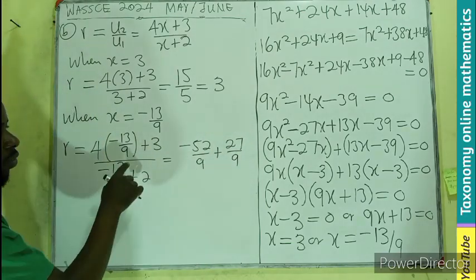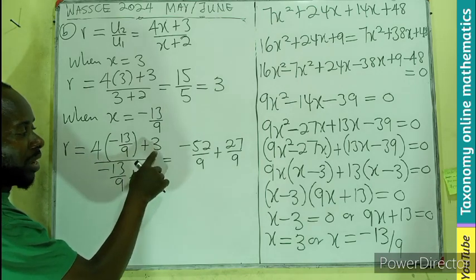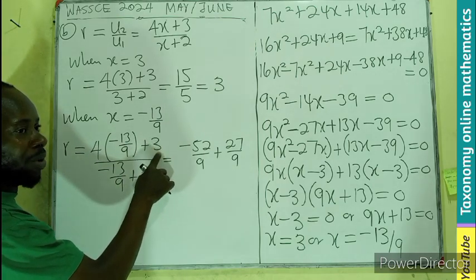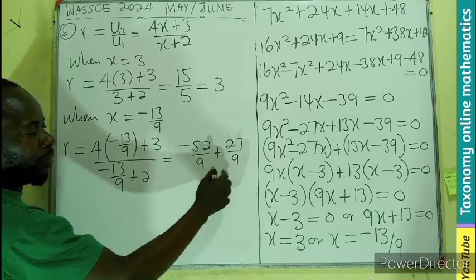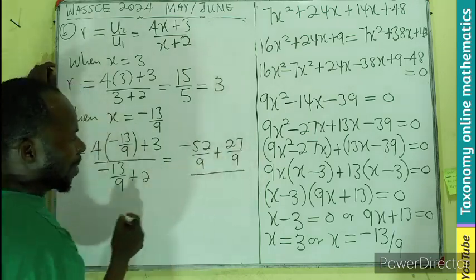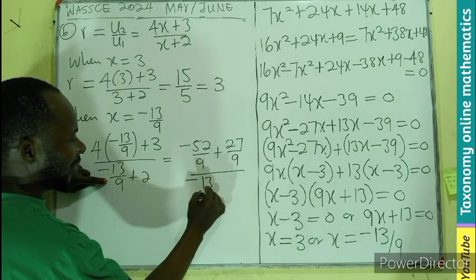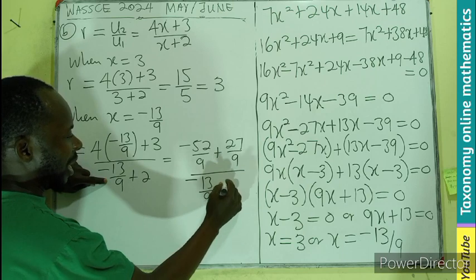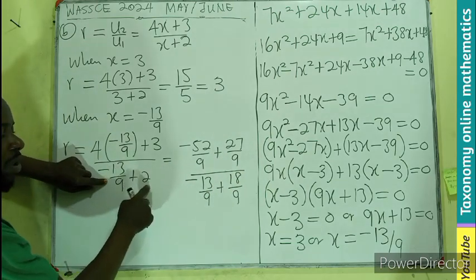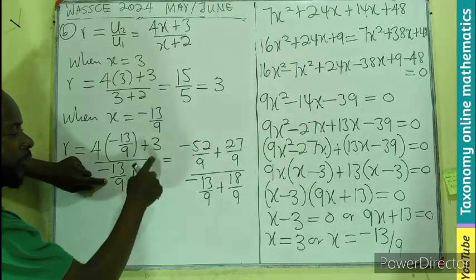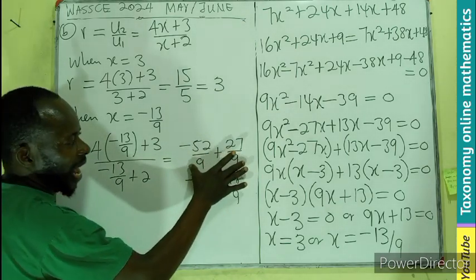I want to make this a fraction, these whole numbers will also be a fraction. Since it's having 1 as a denominator, I multiply both by 9 in order to have the same denominator. Divided by, here will be minus 13 over 9 plus 18 over 9. You know, this is also a fraction over 1. Multiply both by 9. So they become like fractions.